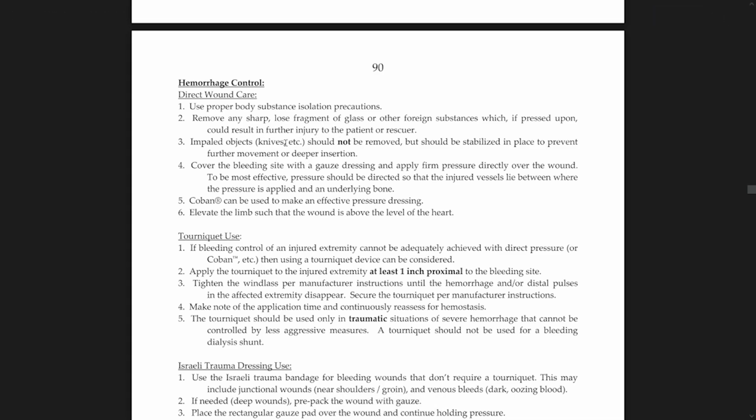Impaled objects such as knives should not be removed, but should be stabilized in place to prevent further movement or deeper insertion. Cover the bleeding site with a gauze dressing and apply firm, direct pressure over the wound.